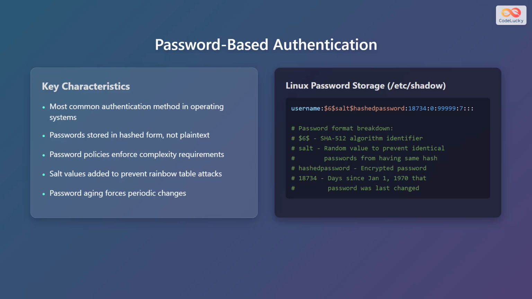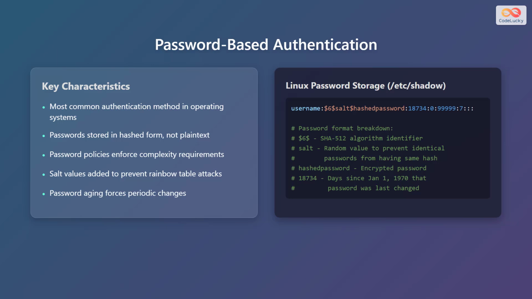Password policies enforce complexity requirements, like requiring a mix of uppercase and lowercase letters, numbers, and symbols. Salt values are added to prevent rainbow table attacks. A salt is a random piece of data added to each password before it is hashed, making it harder for attackers to crack passwords. Password aging forces periodic changes, encouraging users to update their passwords regularly.